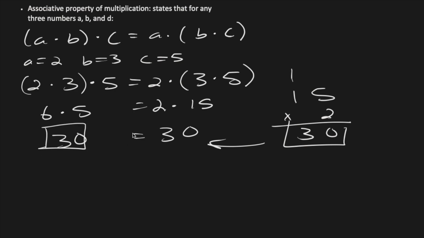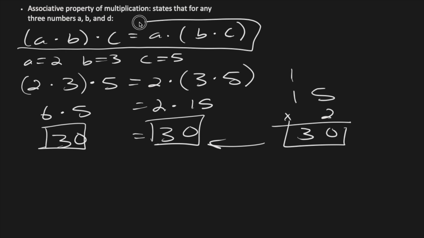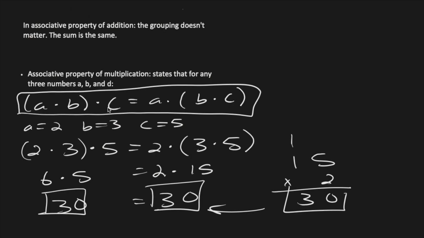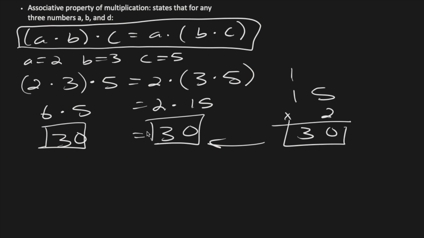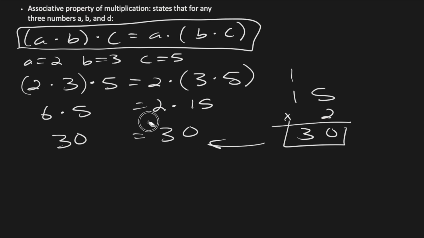So, lo and behold, we just proved that the associative property of multiplication is true. This law is true. That's the beauty behind math. You're given these laws, you can plug in the values, and you can verify that the law is true. Okay?